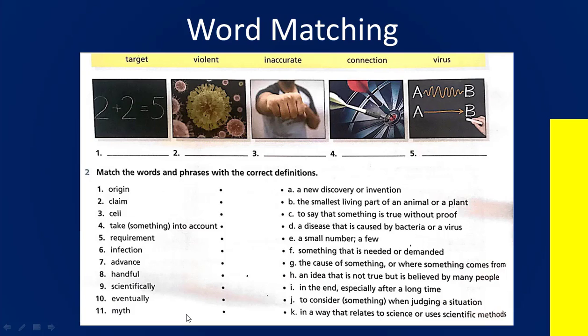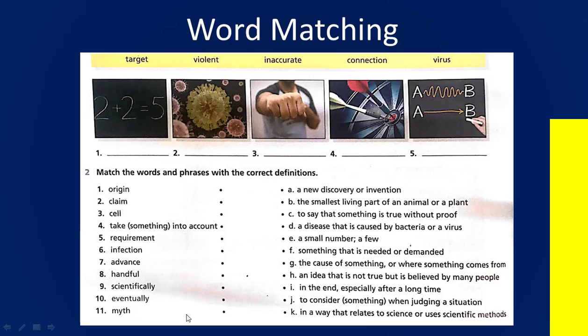So, a new discovery or invention. Discovery means to find something. Invention means to create something, okay. The smallest living part of an animal or a plant. To say that something is true without proof. A disease that is caused by bacteria or virus, okay. A small number or a few.